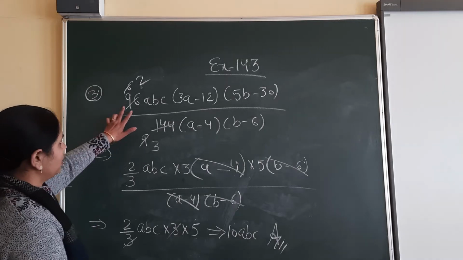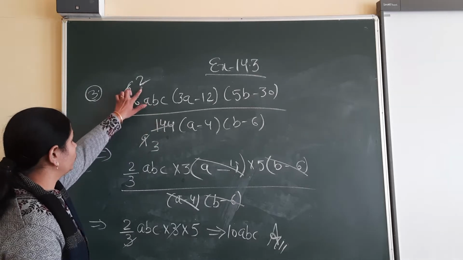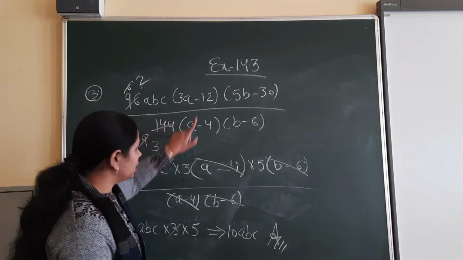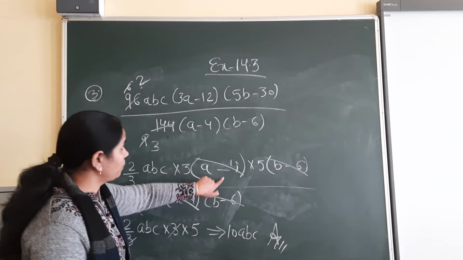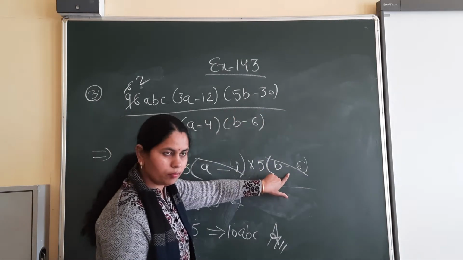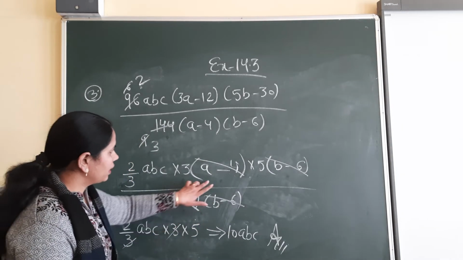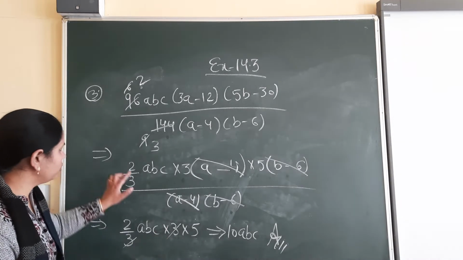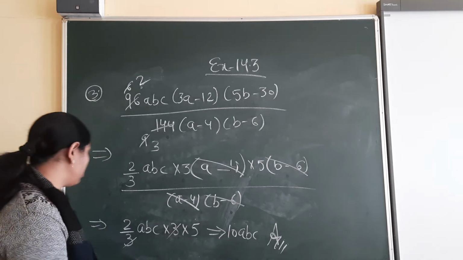What did I do? First I cancelled out this 96 and 144, and after division we have 2 by 3. It's written here. ABC is here. From this bracket I am taking 3 as common, so the remaining A minus 4 I have written here. From this bracket 5 is common, so the remaining B minus 6 is here. In the denominator we are seeing A minus 4 and B minus 6. It's here. All the brackets are cancelled out. Now here both 3s are cancelled out. So what is remaining? 2 ABC and then this 5 only. After multiplication, 10 ABC is the final answer.